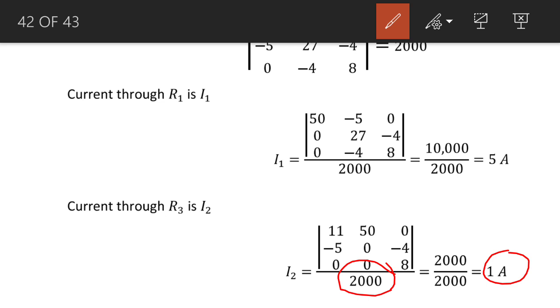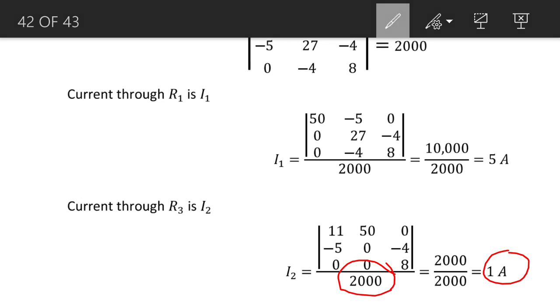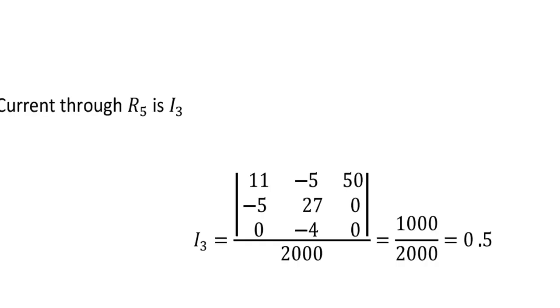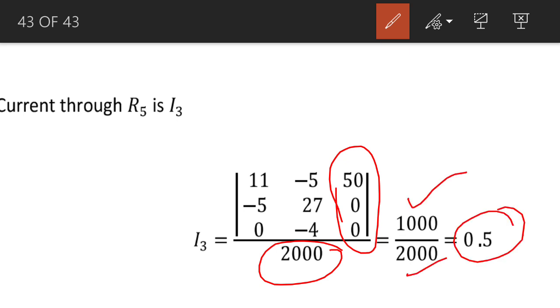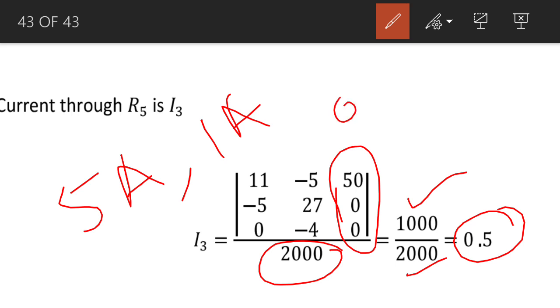Now we are going to find out the current through R5, that is I3, and what we do, we replace the third column of the R matrix by E1, E2 and E3. We divide this determinant by the determinant of the R matrix, that is 2000. So we get 1000 by 2000. There is a current of 0.5 ampere. So the current I1 is 5 ampere, the current I2 is 1 ampere, and the current I3 is 0.5 ampere.